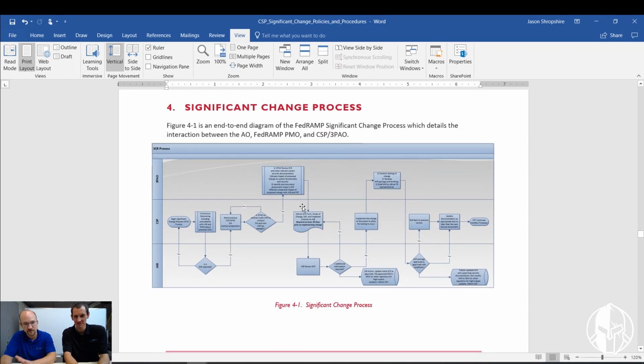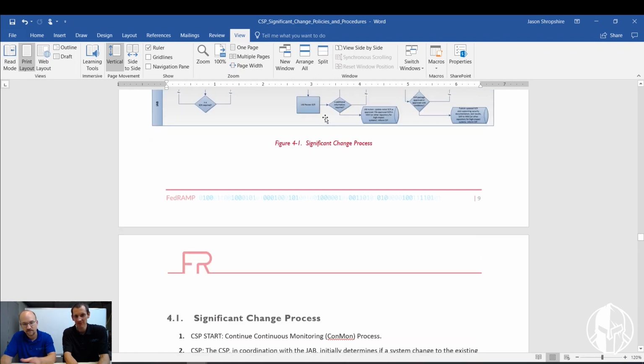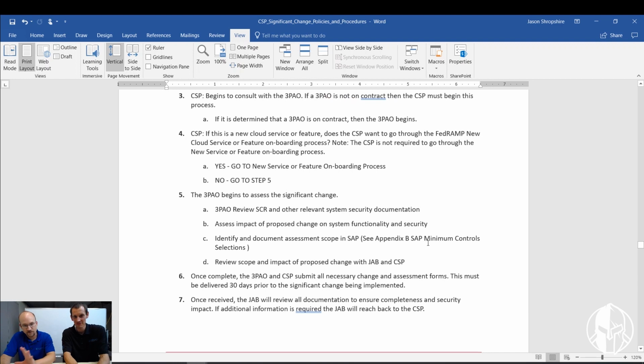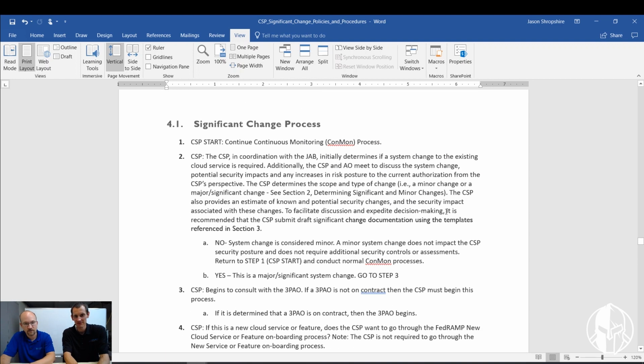So the significant change process. There's a nice flow diagram with the different swim lanes for different organizations, and then how the responsibility flows in between, and the different artifacts and things that need to be generated, and how the process generally flows. So I think they've done a really nice job here of putting a stake in the ground about, here's exactly what's required and how the process works.